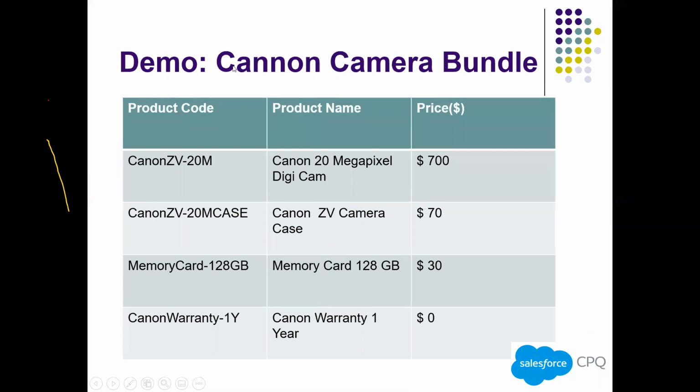It's demo time now. So I am using this Canon camera bundle. In this Canon camera bundle, I have a Canon ZV-20M 20 megapixel camera, whose price is $700. Another one is our camera case, which is $70, and the memory card, which is 128 GB at $30, and a 1 year warranty, which comes free of cost in that bundle actually.